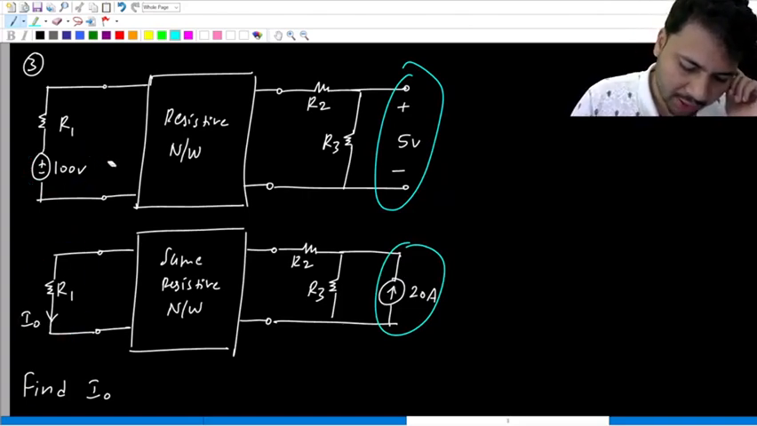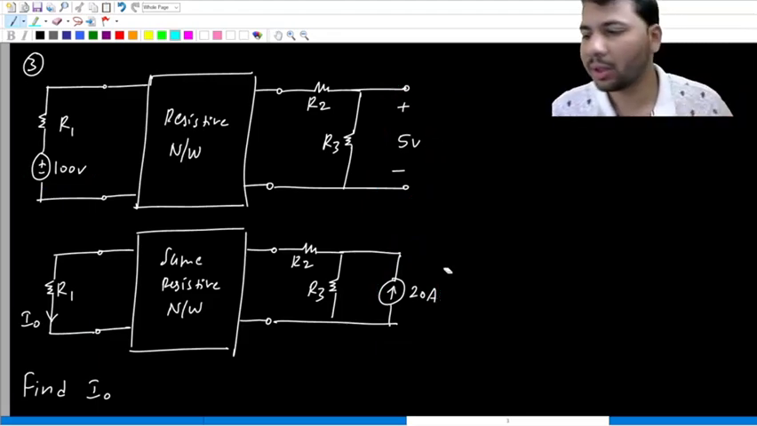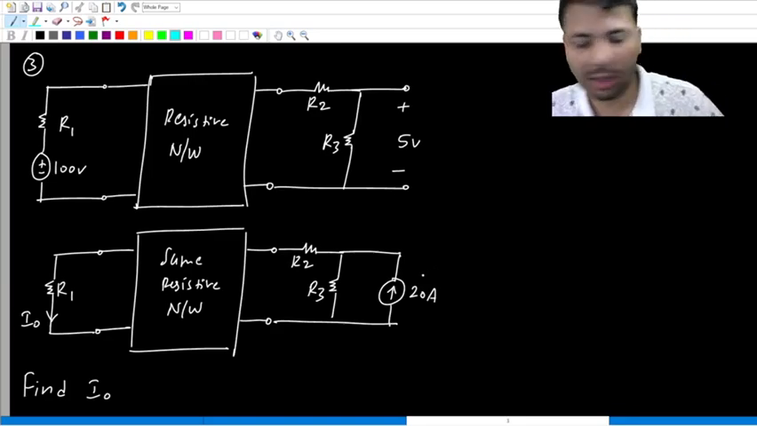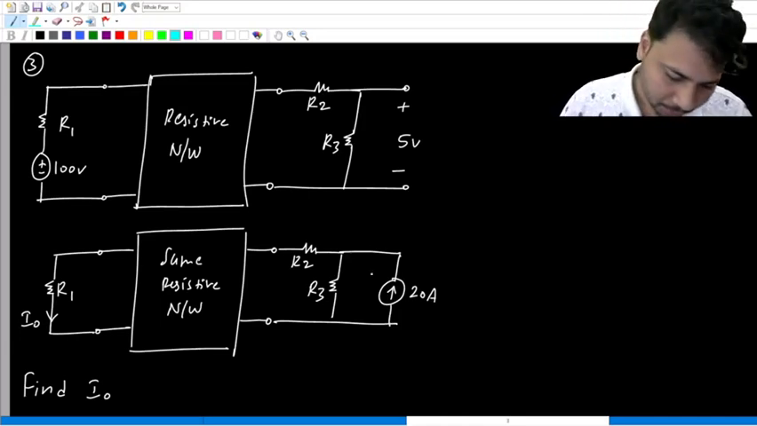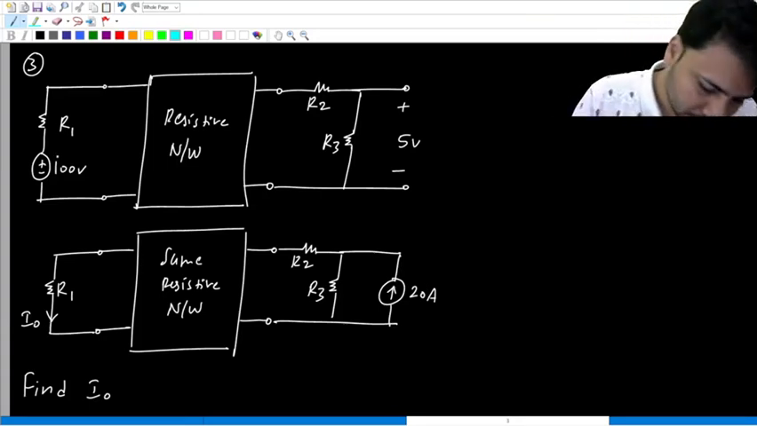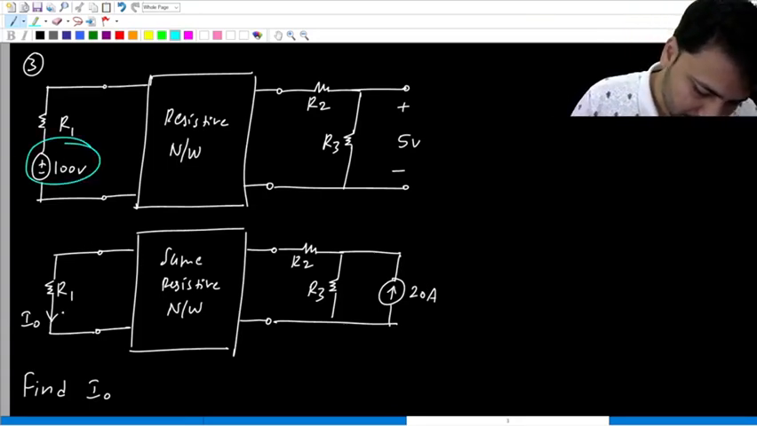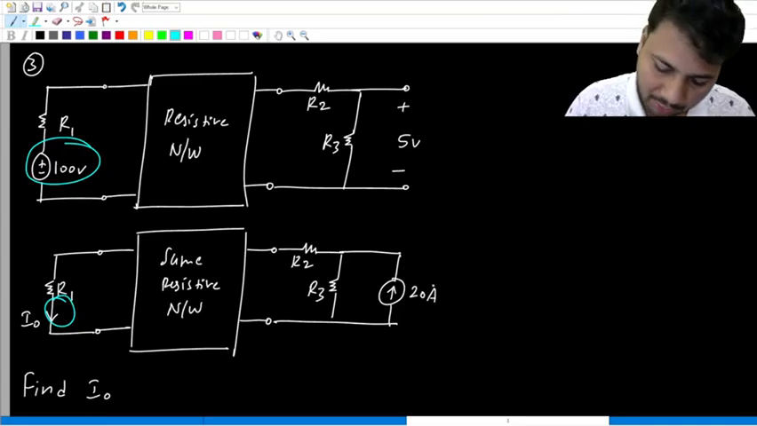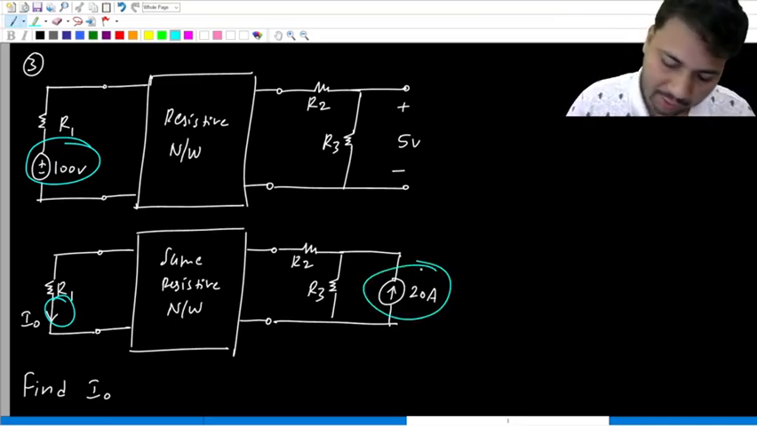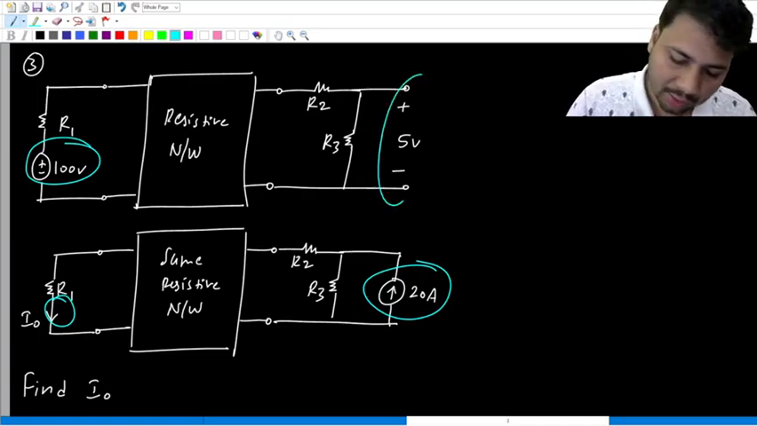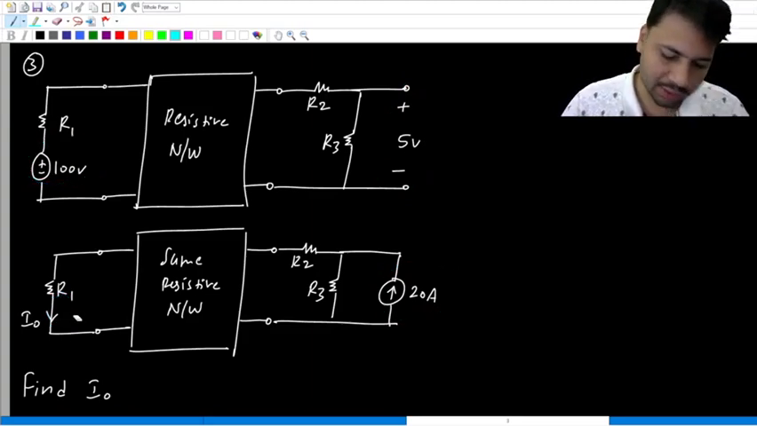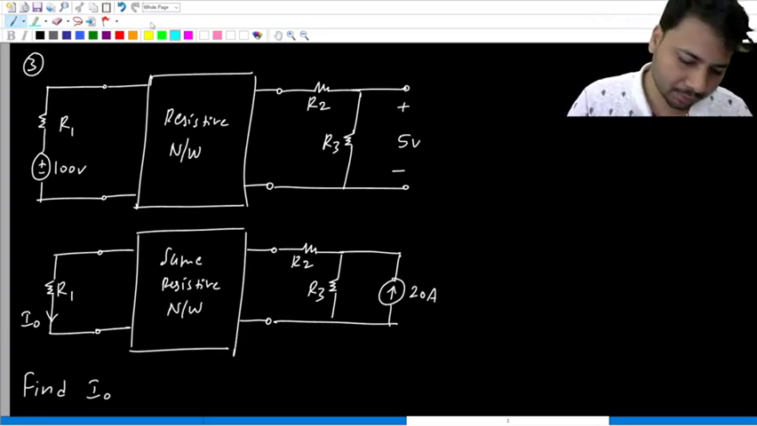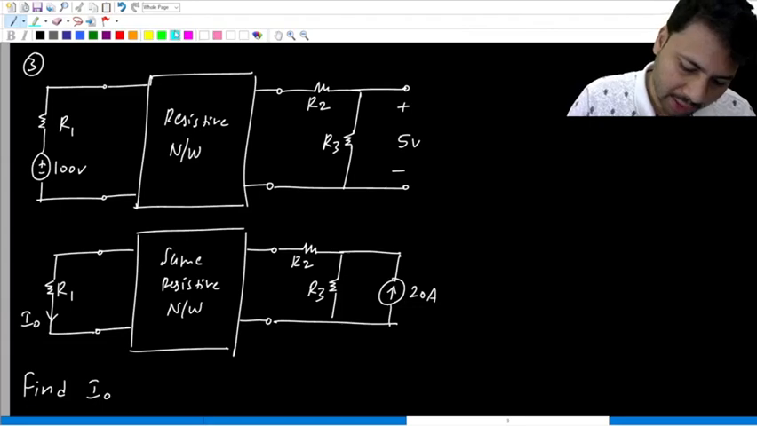So definitely these two circuits must be the two experiments that are performed on some resistive two-port network that has two sources. What are the two sources? Here we have a voltage source, and here we have a short circuit. So left hand side we have a voltage source. Right hand side we have a current source, and if this current source becomes 0, then you get this open circuit. So clearly on one side we have a voltage source, on the other side we have a current source.